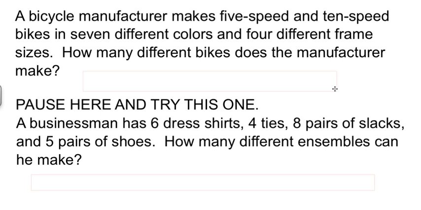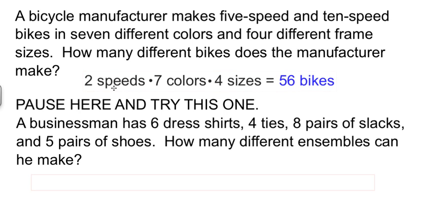So let's use the fundamental counting principle. There's 2 different speeds times 7 colors times 4 sizes makes a total of 56 possible bikes. 56 different bikes that they make. And now I'll ask you to pause here and give one a try on your own, and then come back and we'll check it out.